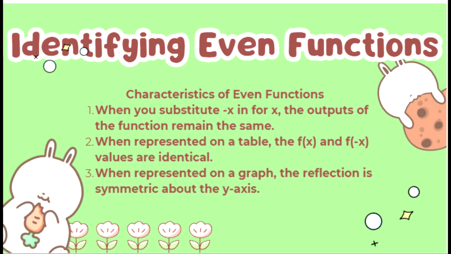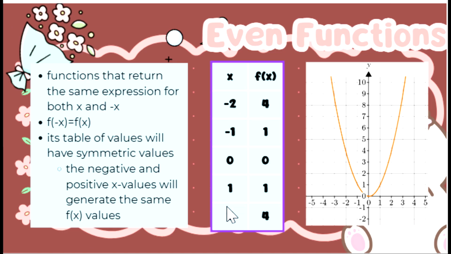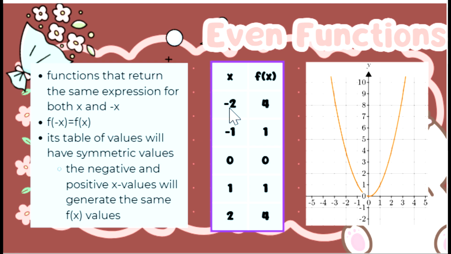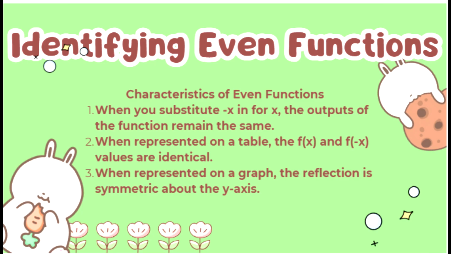Identifying even functions. Characteristics of even functions are when you substitute in negative x for x, the outputs of the function remain the same, which is back here. Whether I'm using negative 2 or 2, my answer is 4. Whether I'm using negative 1 or 1, my answer is 0. It doesn't matter if my x value is negative or positive, my y value or f of x value is the same. When represented on a table, the f of x and f of negative x values are identical, which is just saying here the same. If this is negative or positive, this value is going to be the same. It's still 4 regardless of what's going on with x.